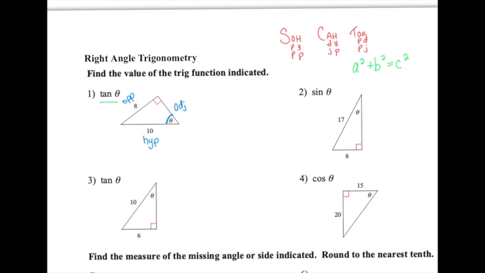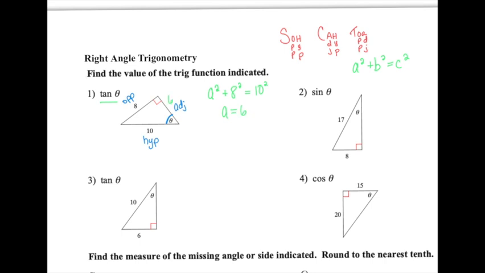So to solve for this, I have to have that adjacent side. I must use that to do it. So I'm going to say A squared plus B squared equals C squared. In right angle trigonometry, it's always positive. So what A do I get? A squared plus 64 equals 100. Subtract your 64, take the square root. What is A? A is 6.